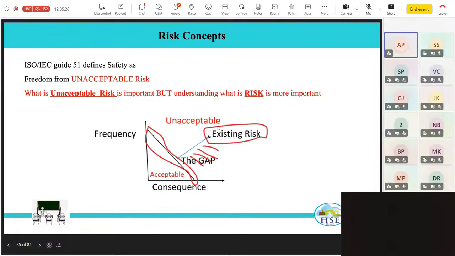Okay. Is this concept of risk understood by all of you? Please look at this slide. Just try to grab this slide, understand this for a minute. I'm giving you 1 minute to grab this particular slide, because this is very important.